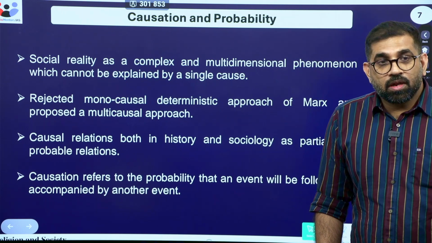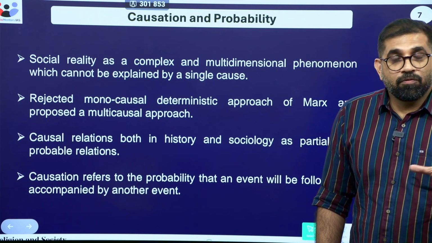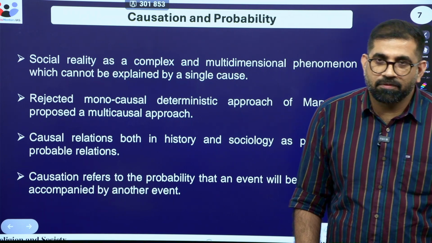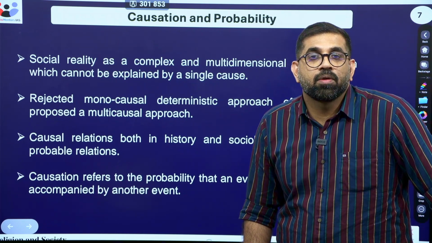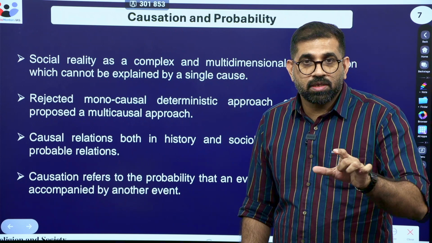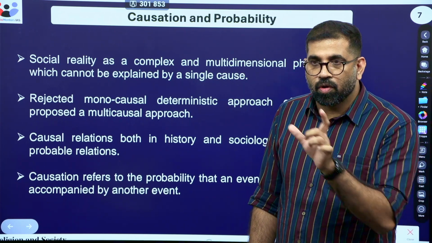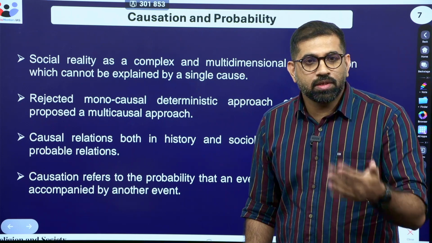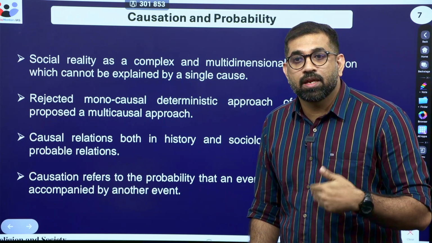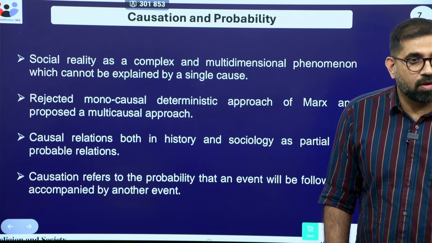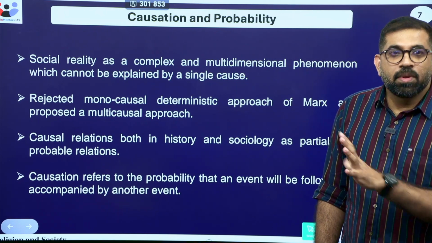In historical causality, what we do is we try to find particular causes for a specific event. For example, what are the causes for World War II? Here we are just mentioning a specific event and the causes for that event, right? Now, in sociological causality, we are not trying to find out the causes for a specific event, but we are trying to find general causes for such similar types of events.